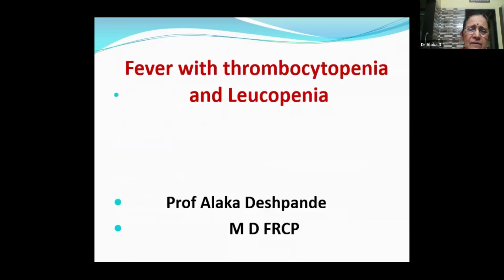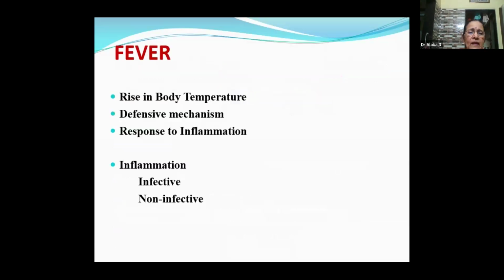So when we say fever, fever means rise in body temperature. It's actually a defense mechanism. When any foreign organism invades the body, then our body responds to it. You are fighting with the invader, and therefore you require more energy, more calories are burnt, and therefore the temperature rises. It's a defensive mechanism. It's a response to inflammation.